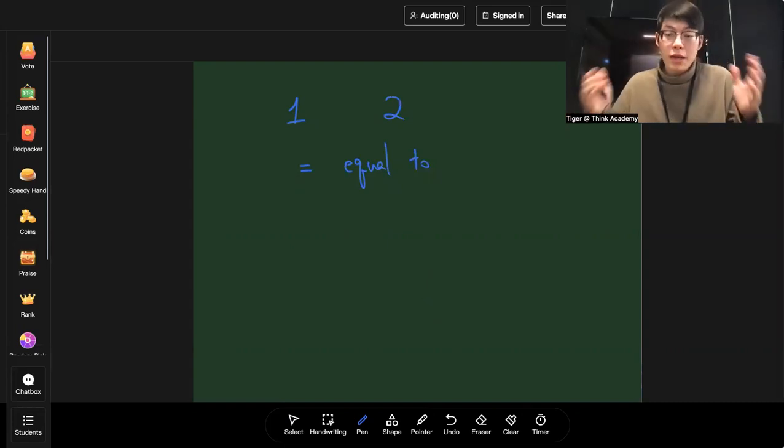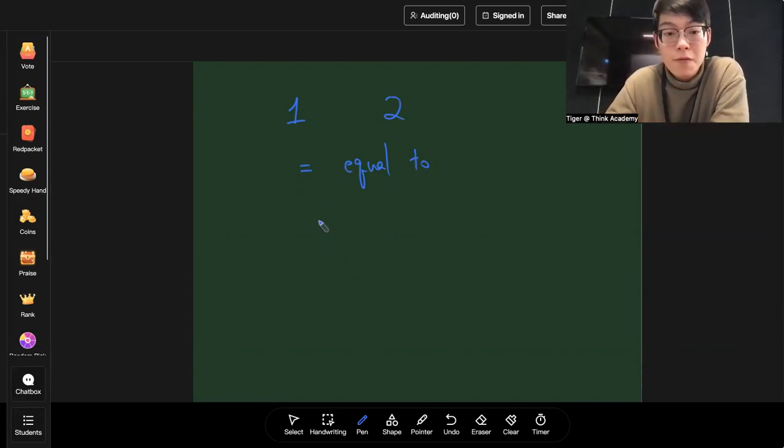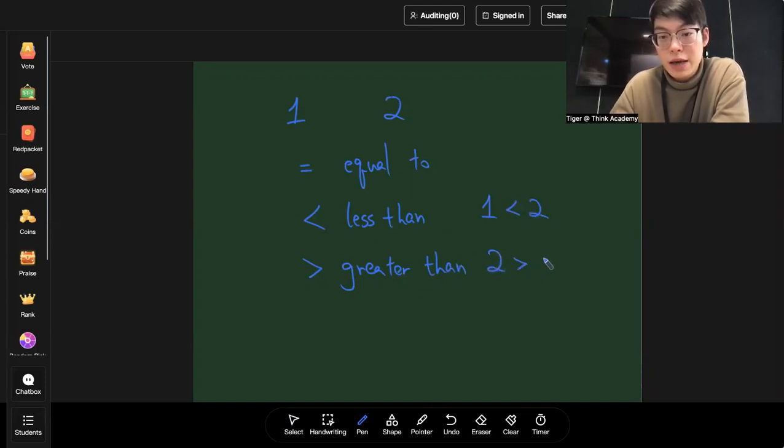But if two things are not equal to each other, what symbols are we going to use to express that they are not equal? First of all, we have the less than sign, and we also have the greater than sign. For example, I can say 1 is less than 2, or 2 is greater than 1.